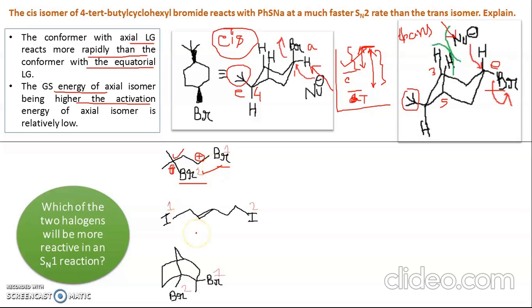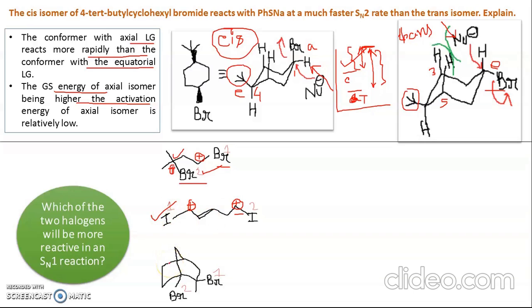Now come to the second one. Here, if I1 is leaving, this is the carbocation. If I2 is leaving, this is the carbocation. The left hand side carbocation is allylic, but the right hand side carbocation is not allylic. Now an allylic carbocation, because of resonance, is always stable. So here I1 will be more reactive compared to I2.